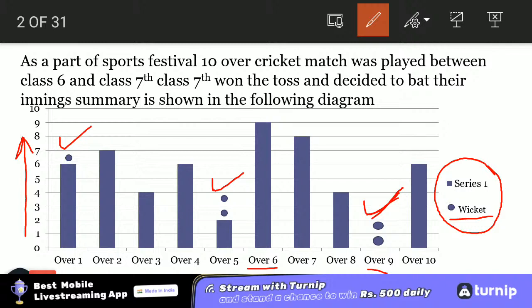So yes, 9, great. As you can see, it's on the 9. So how many runs have been scored in over 6? That is 9.